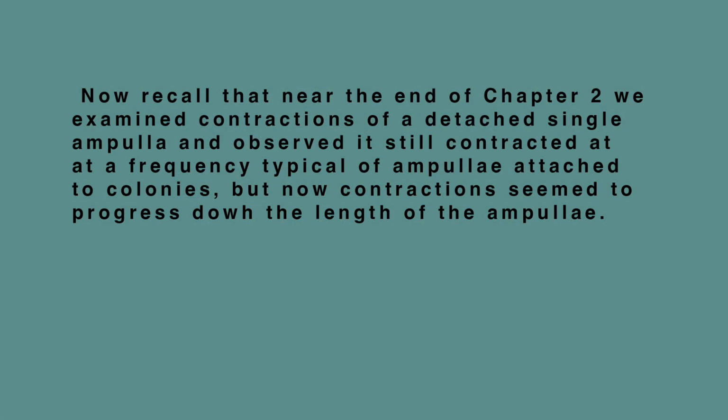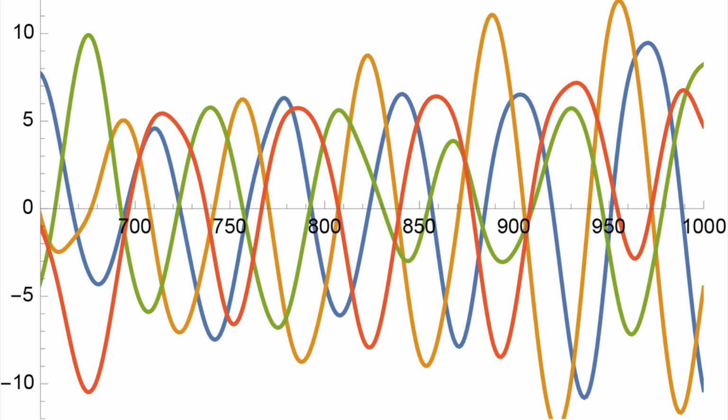Now go back to the end of Chapter 2, when we looked at contractions of a detached single ampulla. It looked like the contractions progressed down the axis of the ampulla. I plotted area versus time for the 4 quarters of the ampulla, as illustrated here. These 4 sine-like curves all have the same period, but are shifted in phase. Quarters 1, 2, 3, and 4 appear in sequence, consistent with a traveling wave.